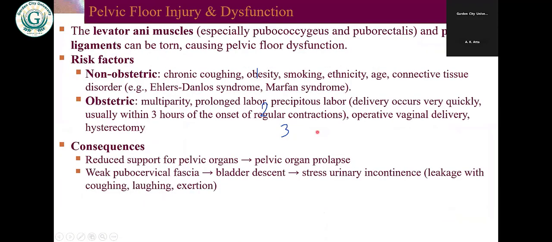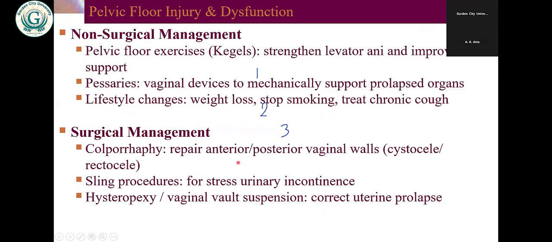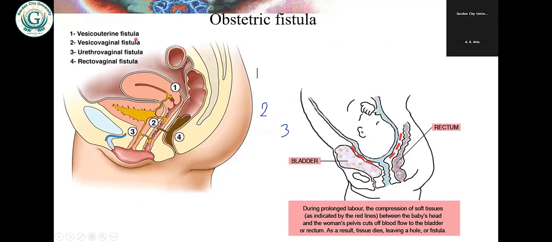So we have it here. The levator ani and the pelvic ligaments can be torn, causing pelvic floor dysfunction. So the obstetric factors are multiparity and prolonged labor as the main factors. Of course, you can have non-obstetric factors. Now, once again, let's look at prolonged labor. Prolonged labor too can lead to fistula.